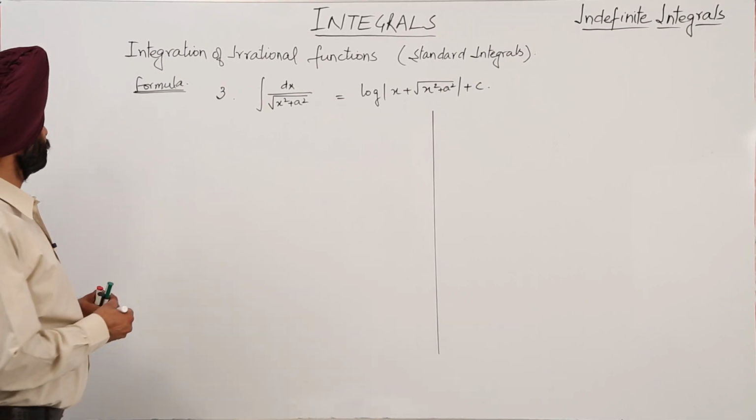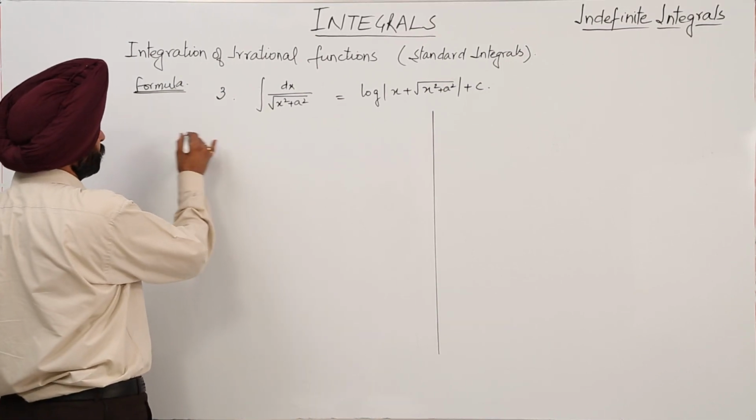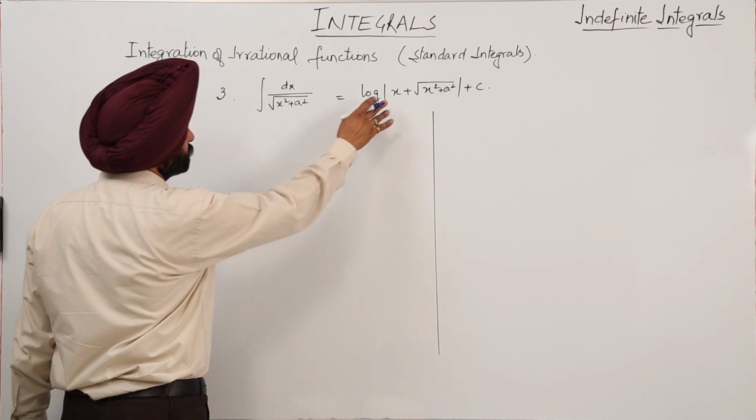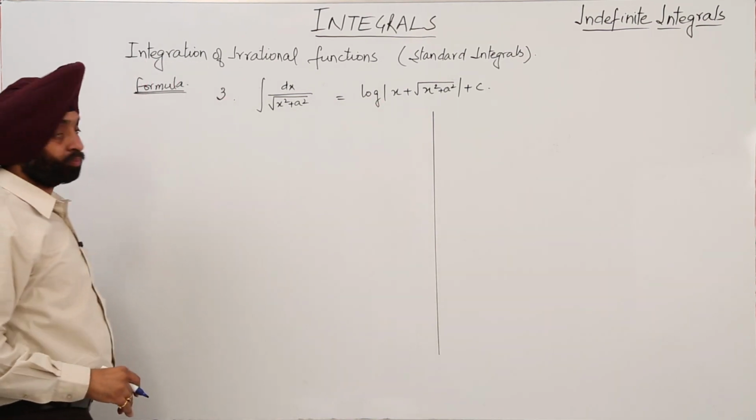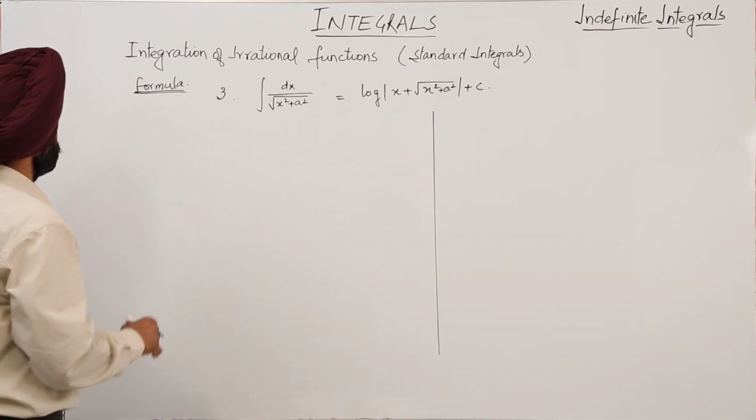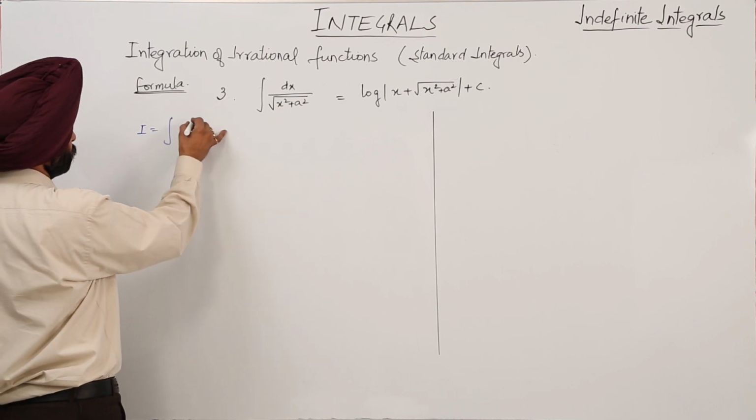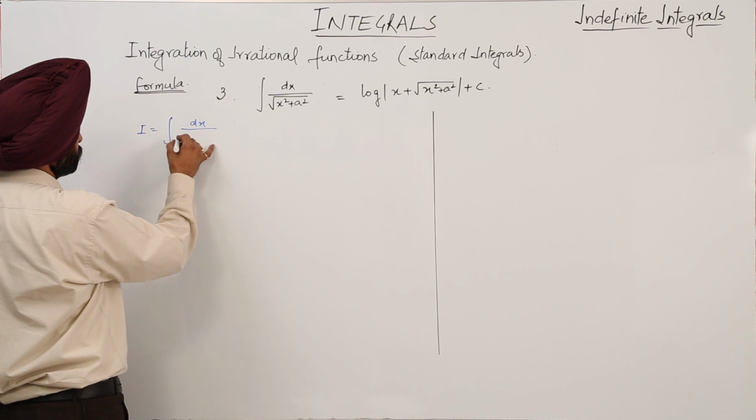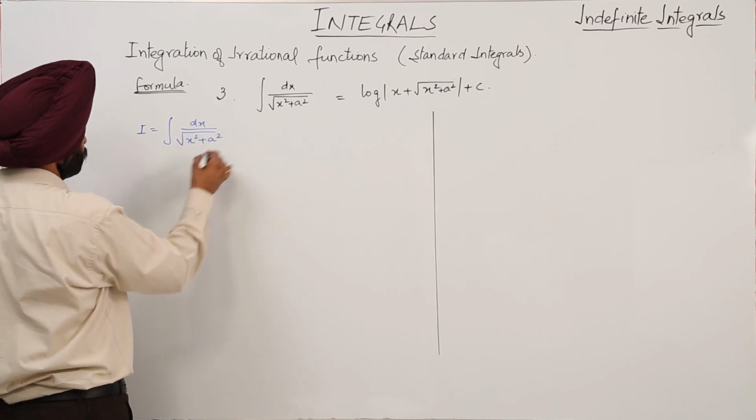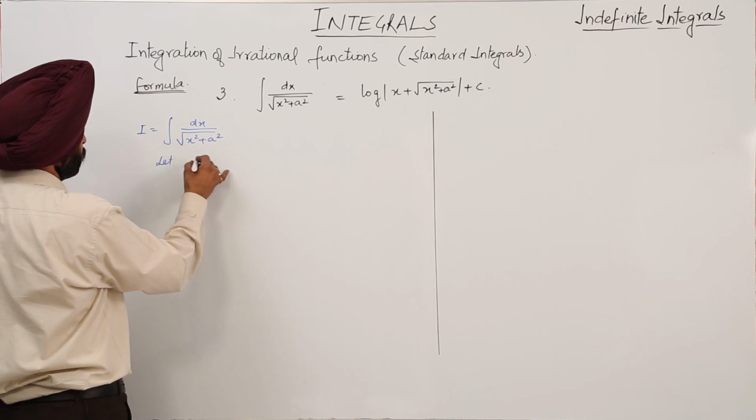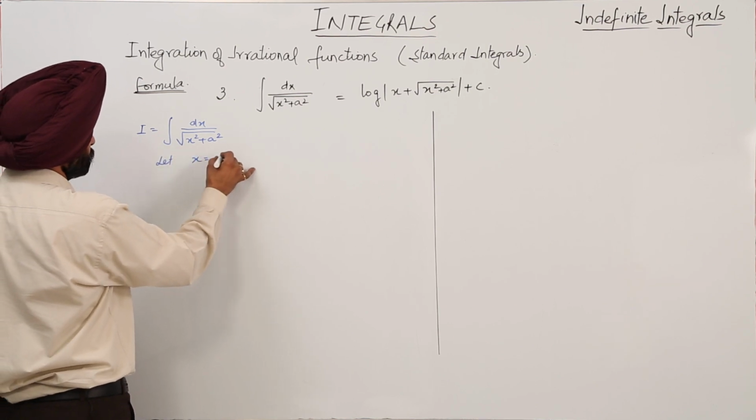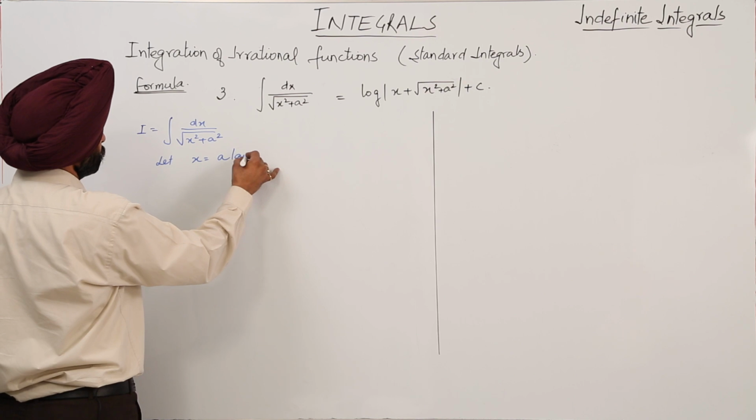Now the third formula. We have to prove that the integral of dx upon square root of x square plus a square is equal to log mod of x plus square root of x square plus a square, plus c. Now let us integrate dx upon square root of x square plus a square. Let x be equal to a tan theta.